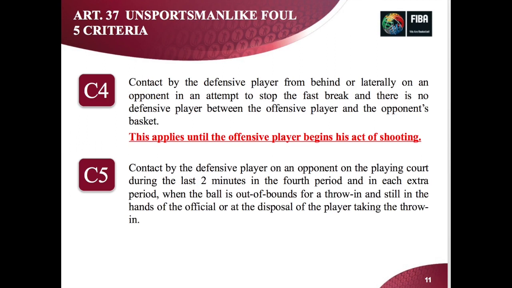C4 is the contact by the defensive player from behind or laterally on an opponent in an attempt to stop the fast break, and there is no defensive player between the offensive player and the opponent's basket. This applies until the offensive player begins his act of shooting. C5 is the contact by the defensive player on an opponent on the court during the last two minutes in the fourth period and any extra period, when the ball is out of bounds for a throw-in and still in the hands of the official or at the disposal of the player taking the throw-in.